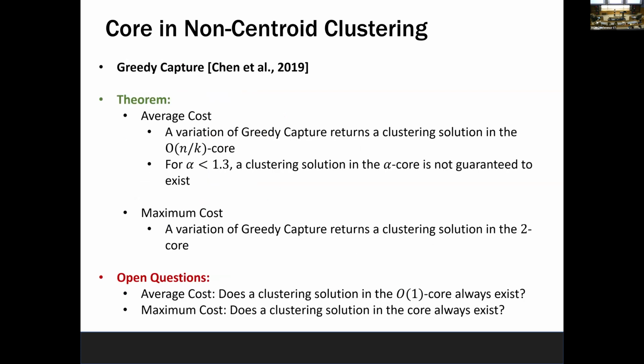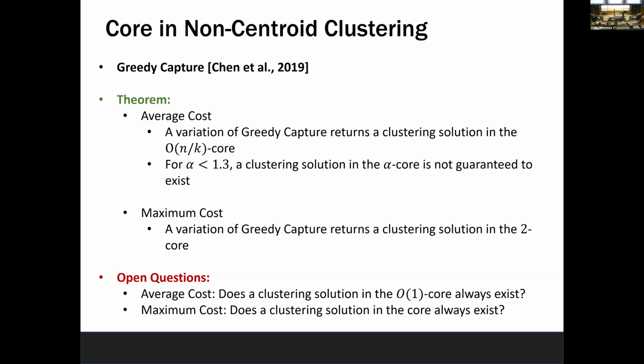We wanted to see what kind of approximations we can achieve with respect to the core for these different functions. First, as I said, the idea of the core in centroid clustering has been applied before by Chen et al. They also defined an algorithm called greedy capture, and they showed that in the centroid case, greedy capture provides a constant approximation to the core.